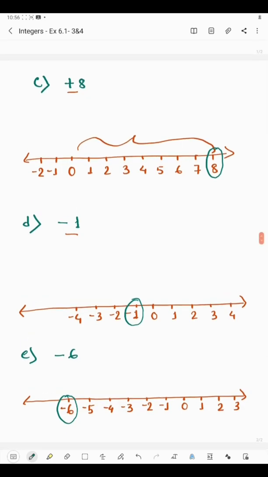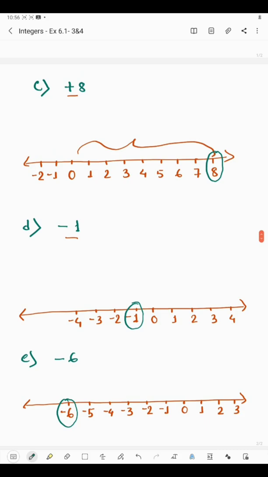So this way we will have to show the numbers, whether they are positive or negative. We will show the integers on the number line, okay? Now coming to the next question.